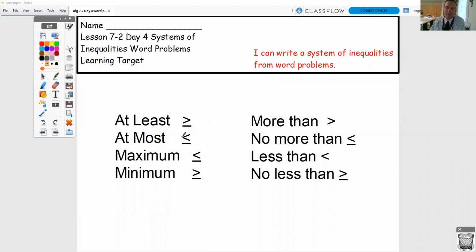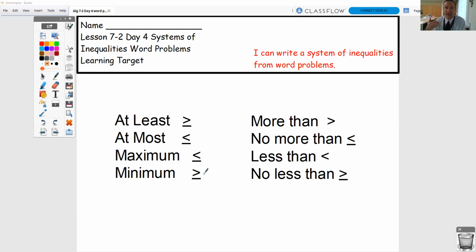"At most" means less than or equal to. If you think about going to an amusement park and riding kiddie rides, there's normally a height limit. The most you could be is 48 inches to ride this kiddie ride. So you could be less than 48 or equal to 48, but you can't be more than 48 because maybe you don't fit in it. So it's less than or equal to. Maximum is like a maximum height. 48 inches is the tallest that you could be to ride the ride. Could you be less than it? Sure. Could you be equal to it? Sure. So it's less than or equal to.